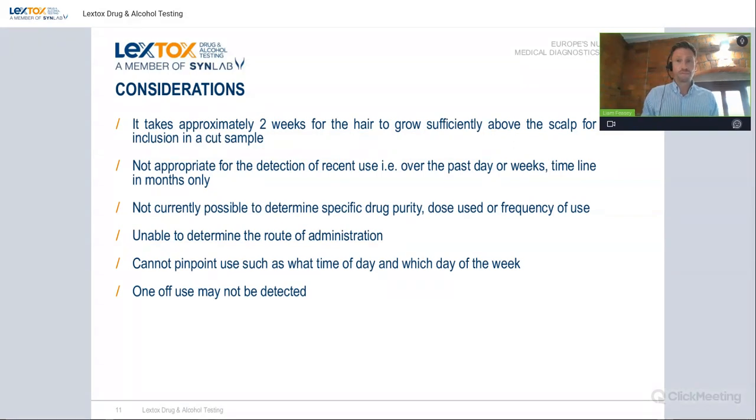A one-off use may go undetected with the test, and that's because the cutoff levels that we apply are there to show the repeated use of that drug. So a single use within the 1 month or 3-month time period is very likely to go undetected. That's because with a one-off use, the amount of drug ingested is very small. So the test is there to show the repeated use of that drug over a period of time.